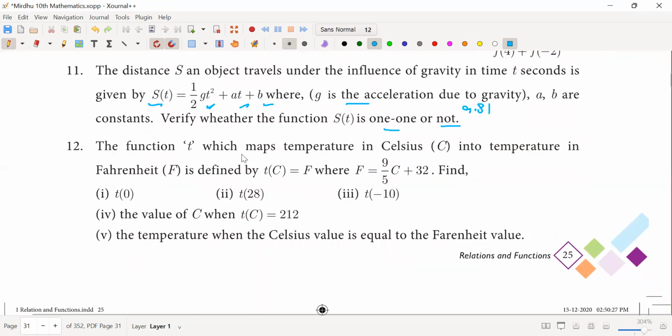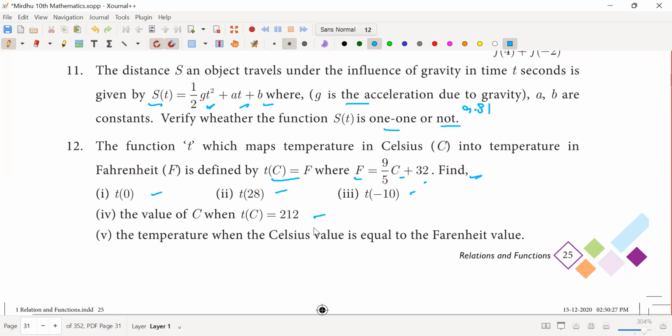The function T, which maps temperature in Celsius into temperature in Fahrenheit, is defined by T(c) equal to F, F equal to 9 by 5 c plus 32. Then find T of 0, 28, minus 10. And for what value of C will we be getting 212 equal to 9 by 5 C plus 32? A lot of people will take this 5 immediately. No, first we have to subtract this 32, then only we have to multiply by 5 and divide by 9 to get this.